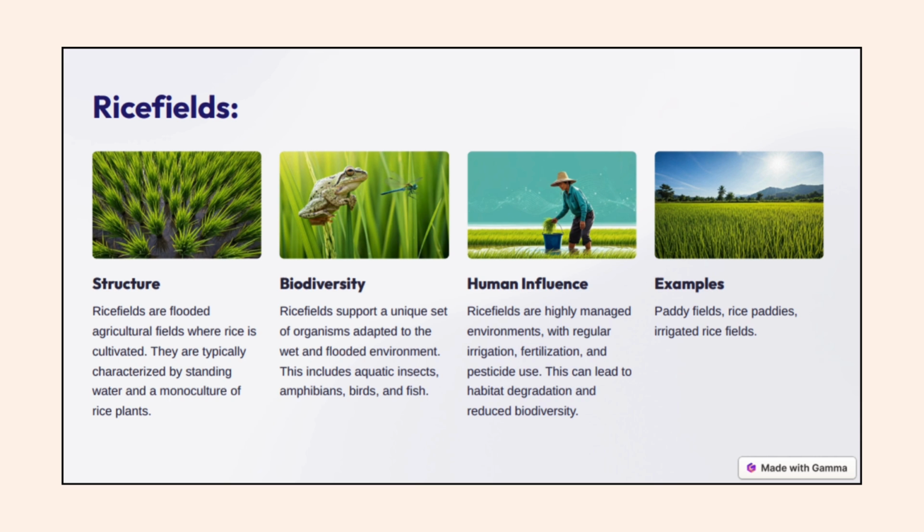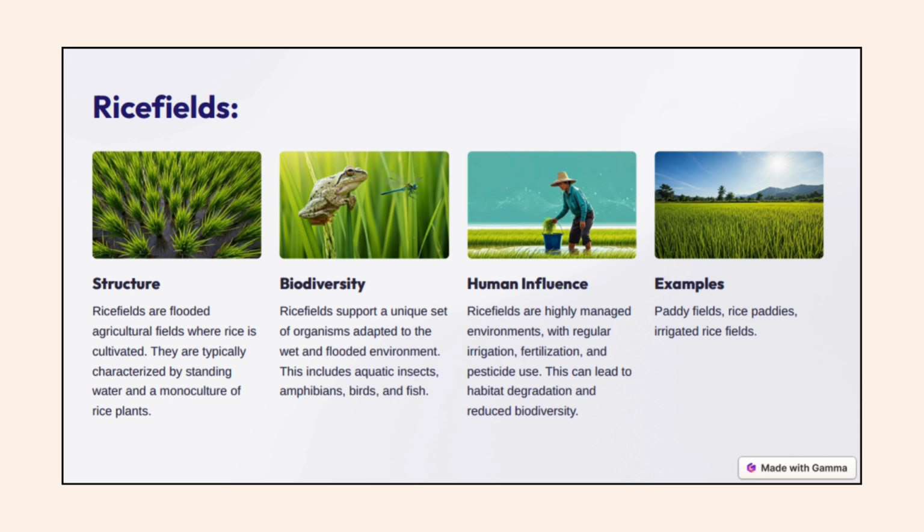Alright, so how about the biodiversity? Rice fields support a unique set of organisms adapted to wet and flooded environment. This includes aquatic insects, amphibians, birds, and fish. So as for human influence, rice fields are highly managed environments with regular irrigation, fertilization, and pesticide use. This can lead to habitat degradation and reduced biodiversity.